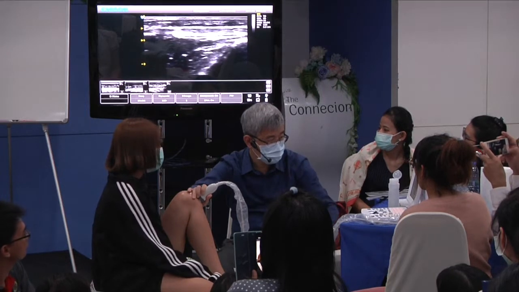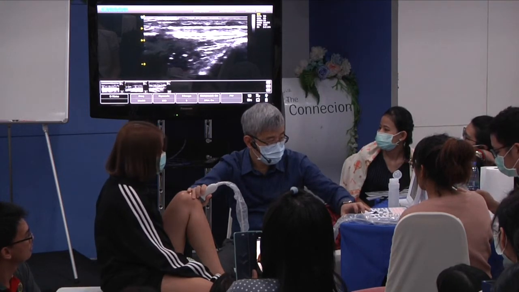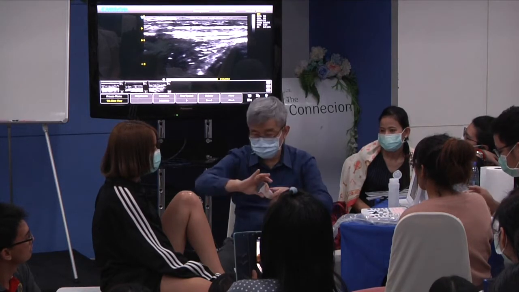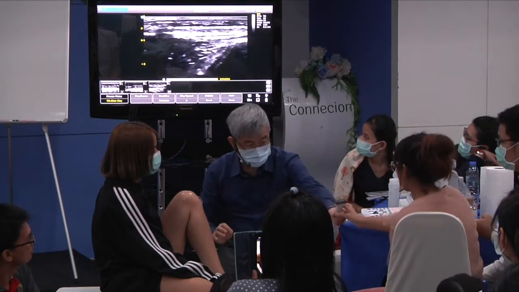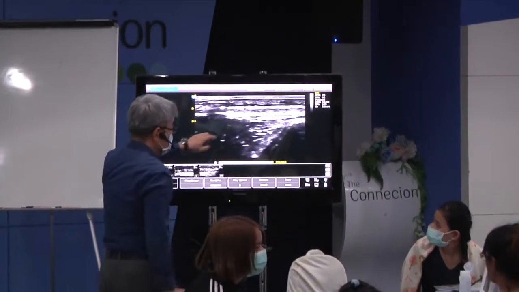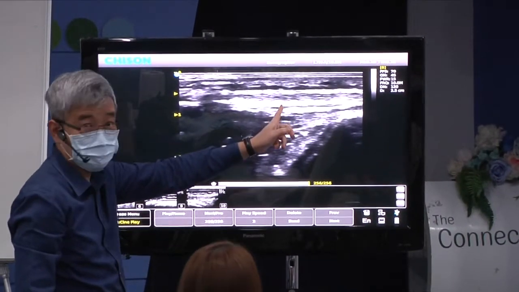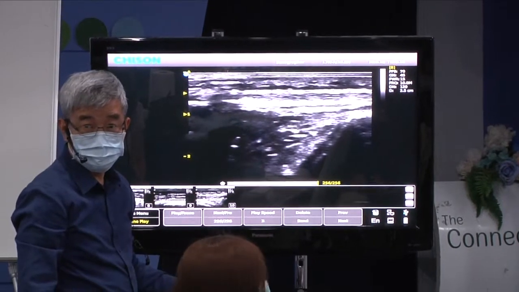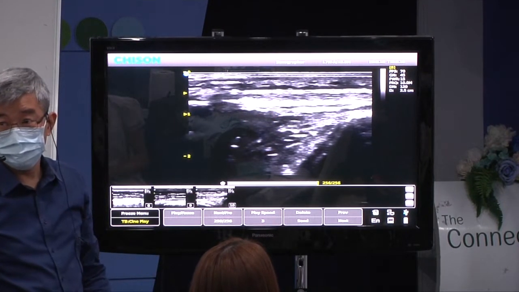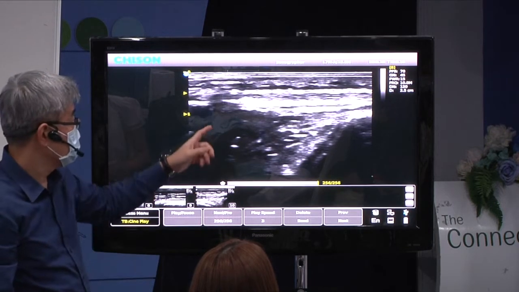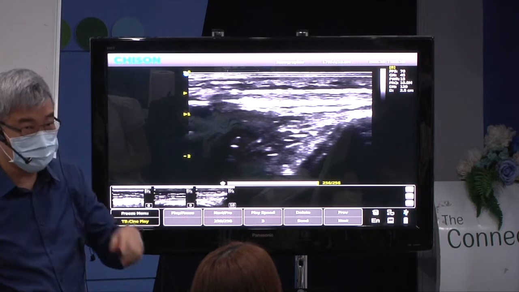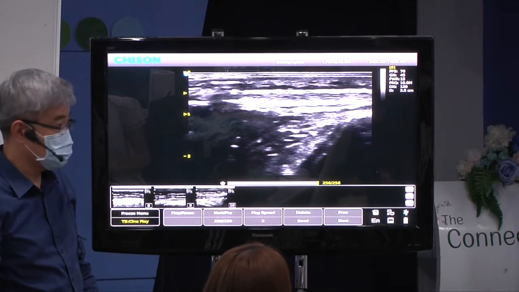Two-layer structure over the patellar tendon. Superficial part, deep part, superficial part, deep part. Which one is more dense? Deep part. Yeah. Okay.